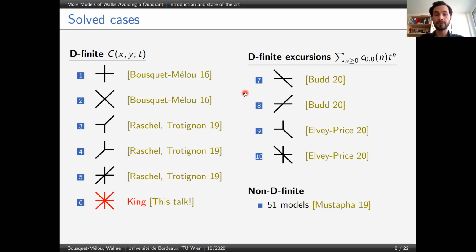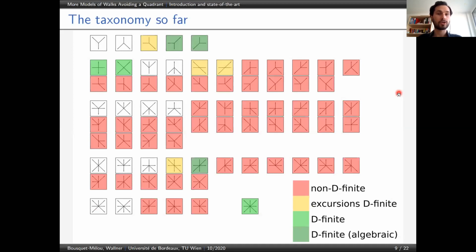Moreover, we know already of 51 cases which are non-definite. Let me come back to the picture and show you the taxonomy we know so far. In red, you see the non-definite cases. In yellow, there are the cases where the excursions generating function is definite. And in green, we see the cases which are indeed definite. Note that the dark green cases are actually not only definite, but also algebraic. Every rational function is indeed algebraic, and every algebraic function is also definite, meaning that this makes it a more precise taxonomy.